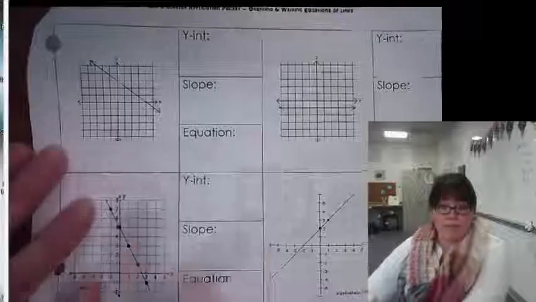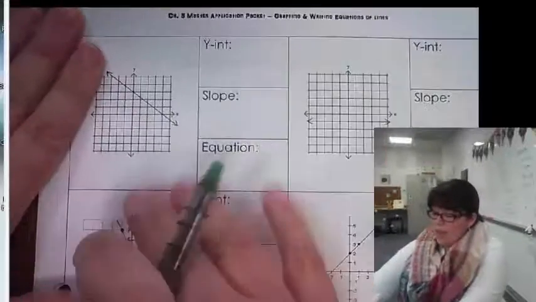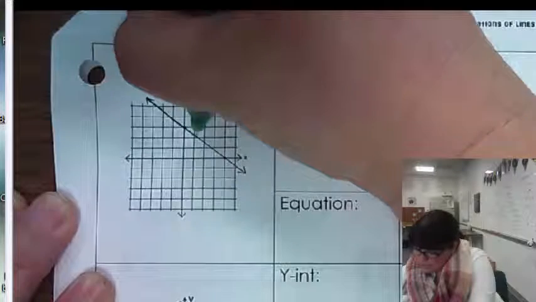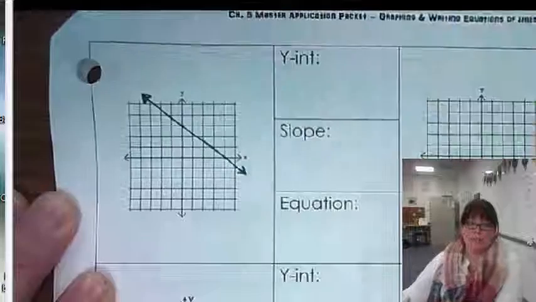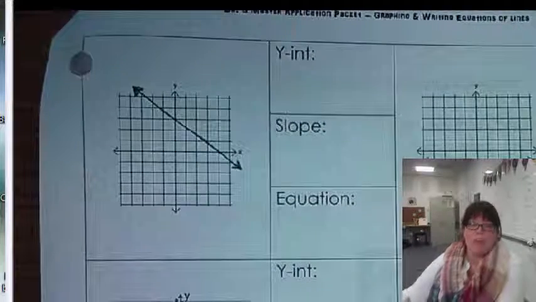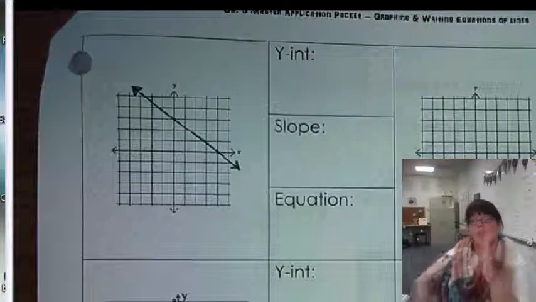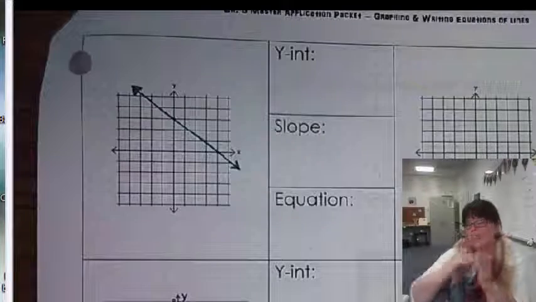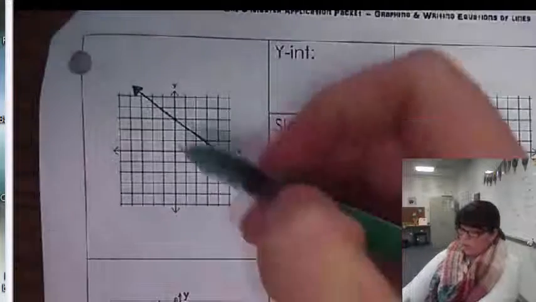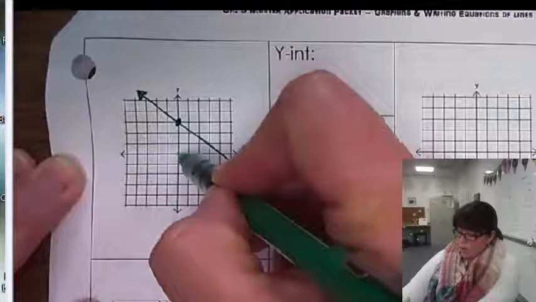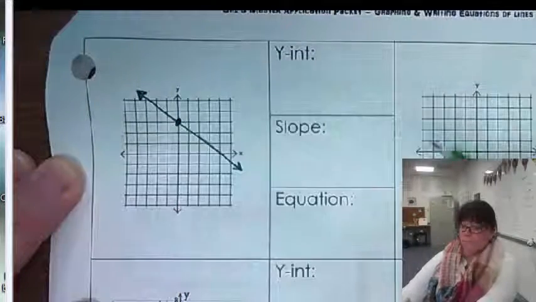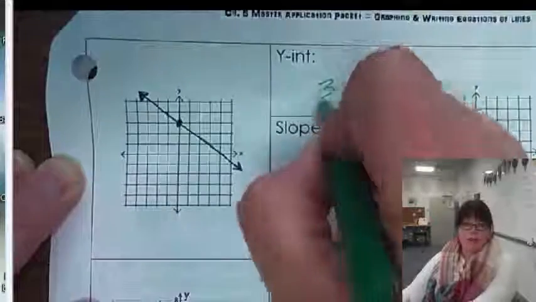So this first graph, I can see here that my line, just to make sure we're looking at the same thing, the first thing I want to find when I'm doing this is the y-intercept. Remember, the y-intercept is where it crosses the y-axis, wherever it touches the y-axis. So I'm going to look along the y-axis, and it's right here. That's at 1, 2, 3, positive 3. So the y-intercept is 3.